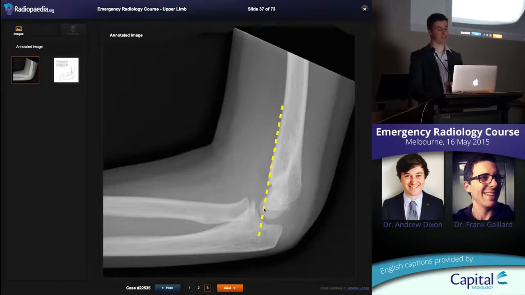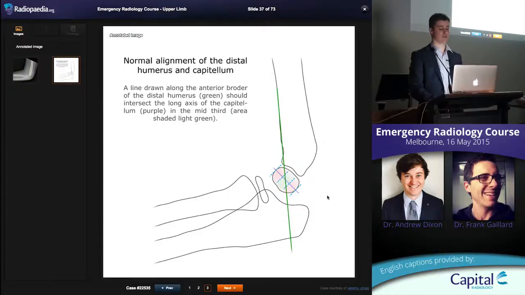So if you see displacement of that line, even if you can't spot the fracture itself, posterior displacement of that line is a good sign that there's going to be a supracondylar fracture. There's the normal orientation, should go through the middle third of that capitellum.